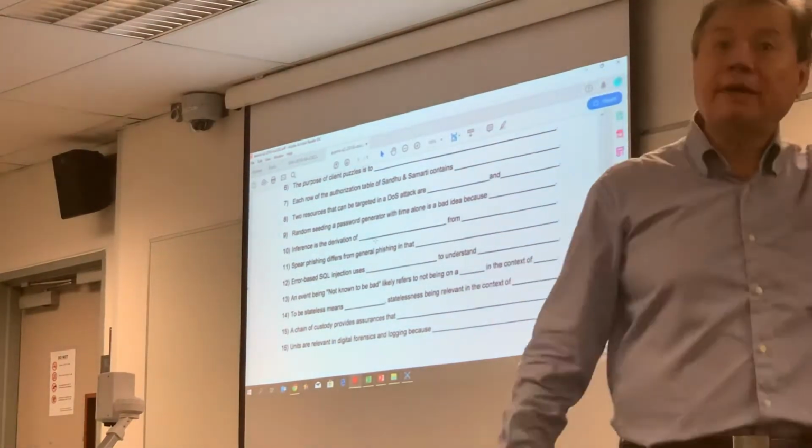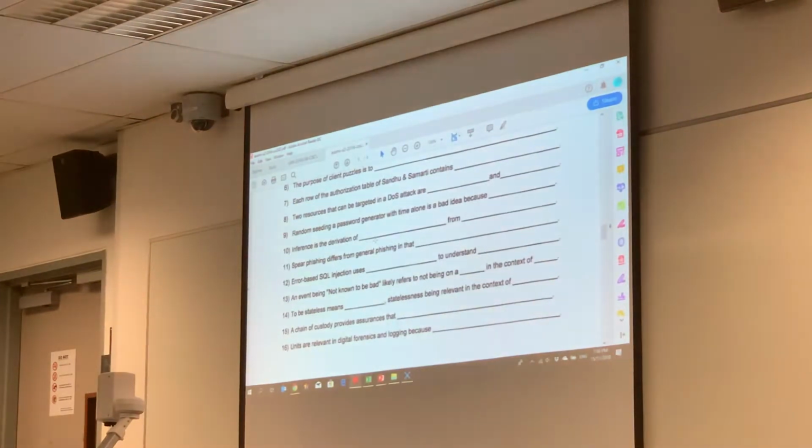This one was in the past year paper also. To be stateless means? We are called stateless. Stateless being relevant in the context of what?